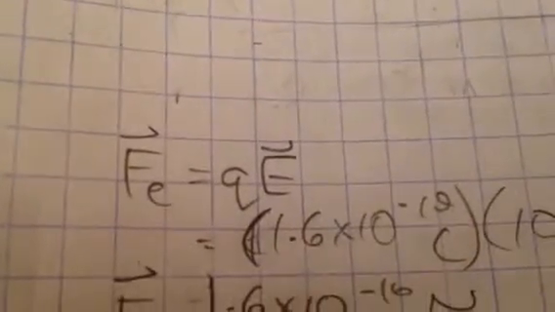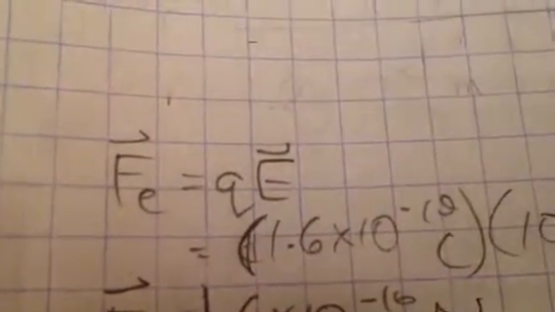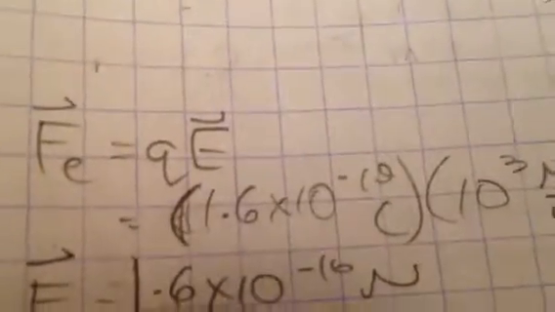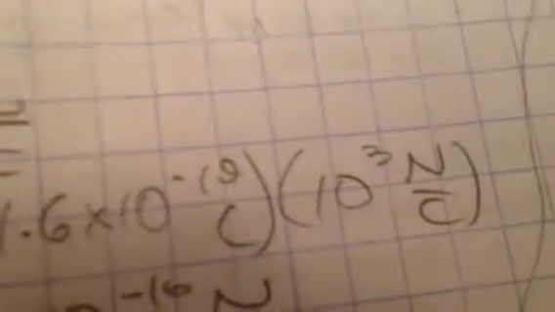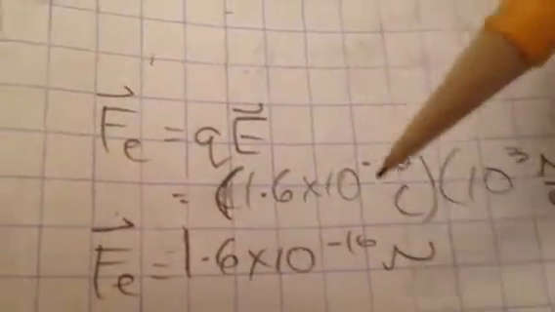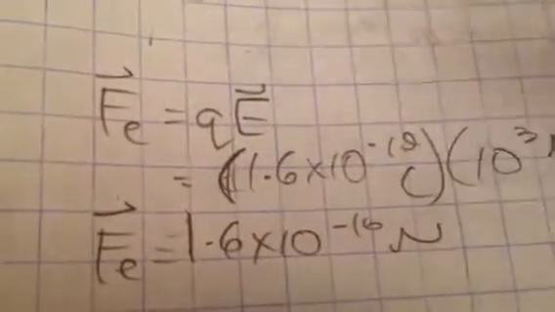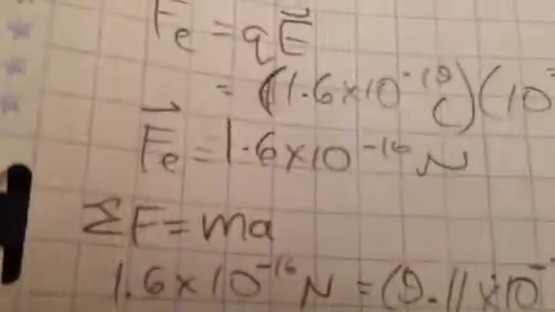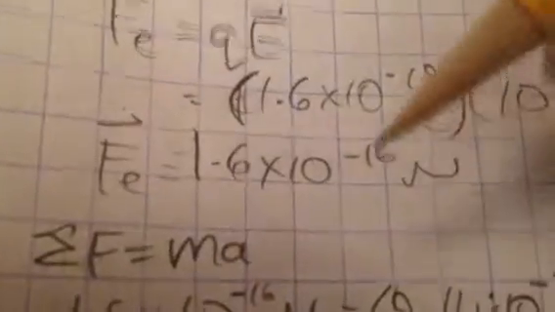So the electric force is equal to Q times E. We have the value of Q as 1.6 times 10 to the negative 19 coulombs, and we have E, which is 10 to the third newtons per coulomb. We can say that it's negative, but I prefer not to, simply because I know from what we learned that the force is going to be in this direction. So I just keep the magnitude of the force, which is 1.6 times 10 to the negative 16 newtons.